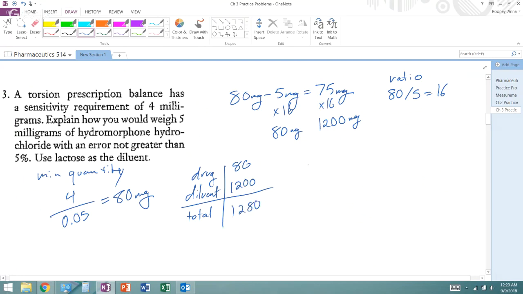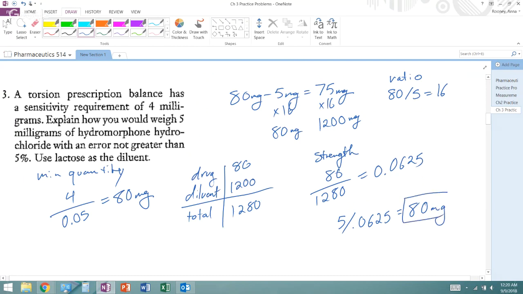All right, and then now we want to find our strength of our aliquot. So we do 80 over 1280, and then that's 0.0625. And then, so we wanted to weigh out 5. So we find the strength, and that is 80 milligrams that we have to weigh out of our aliquot.